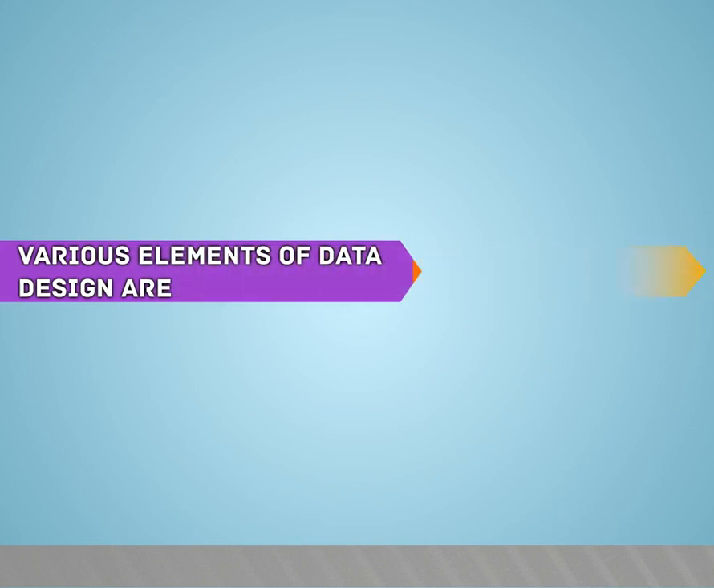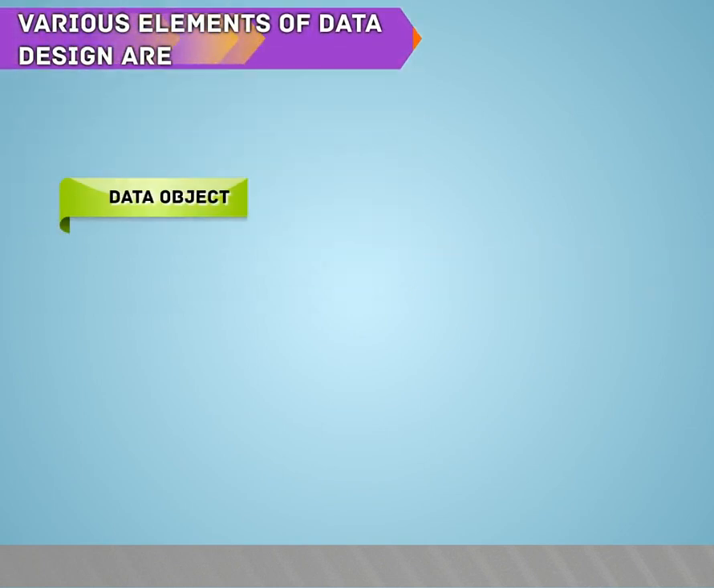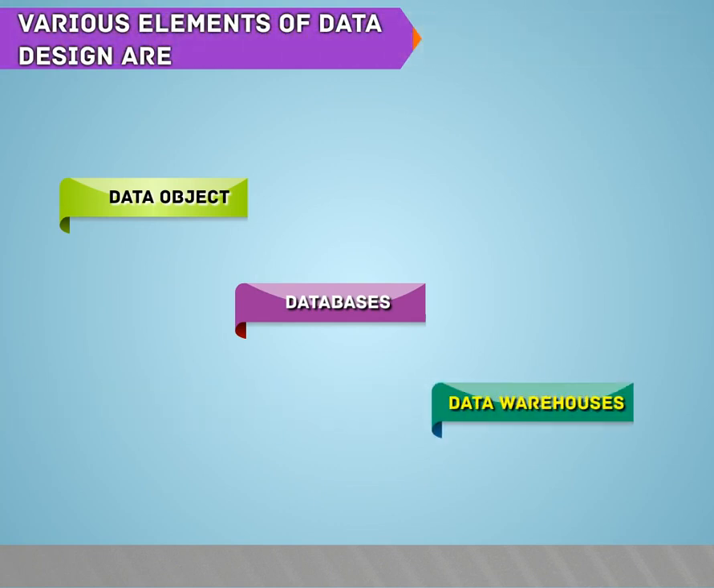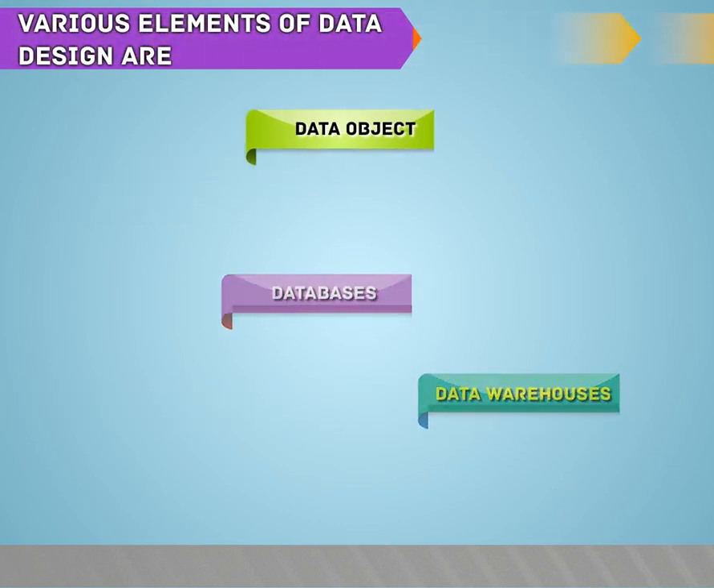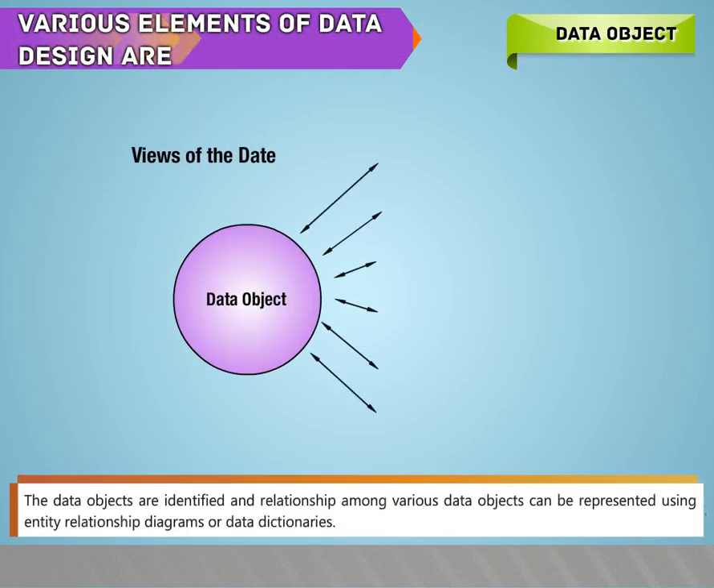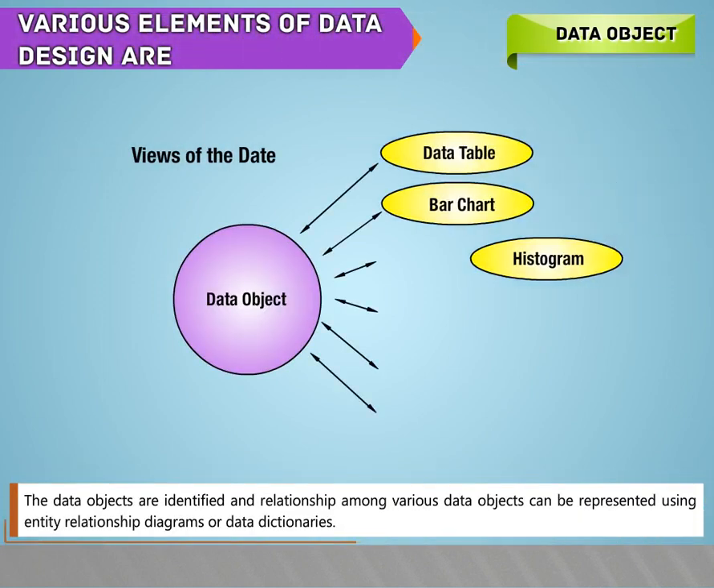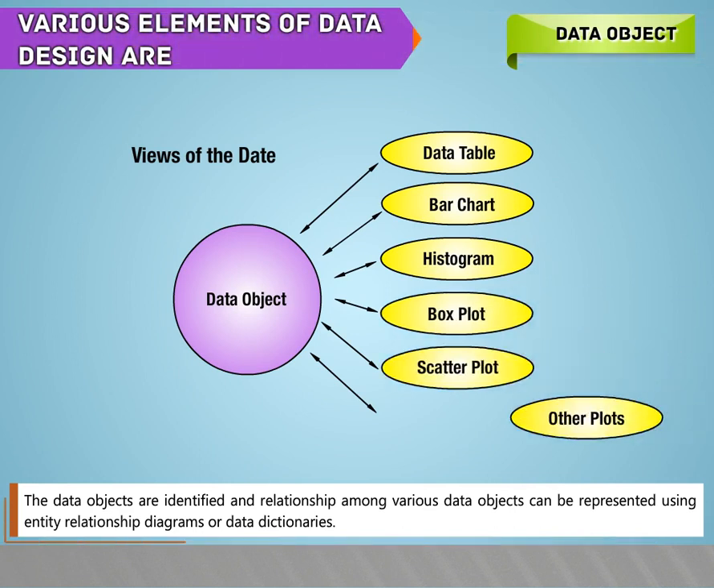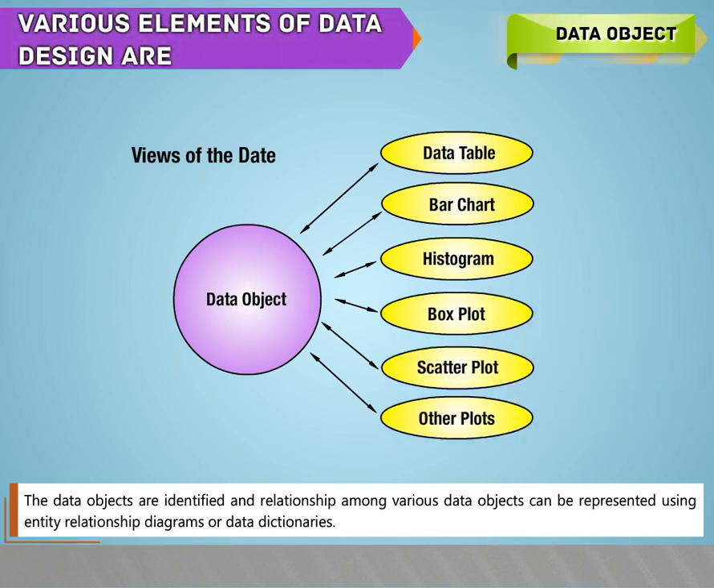Various elements of data design are data object, databases, data warehouses. Data object. The data objects are identified and relationships among various data objects can be represented using entity relationship diagrams or data dictionaries.